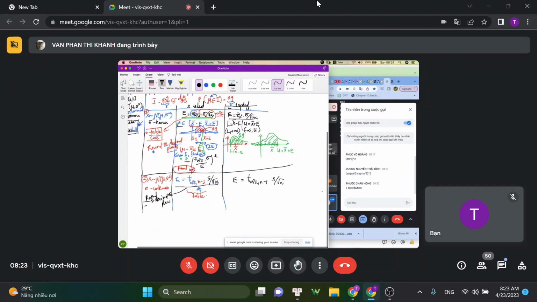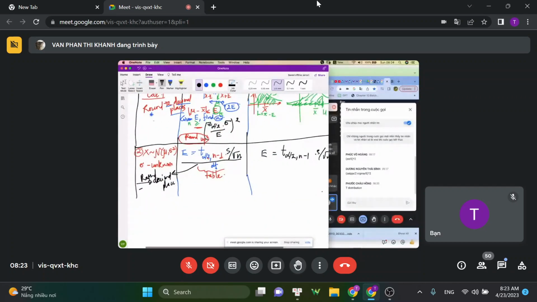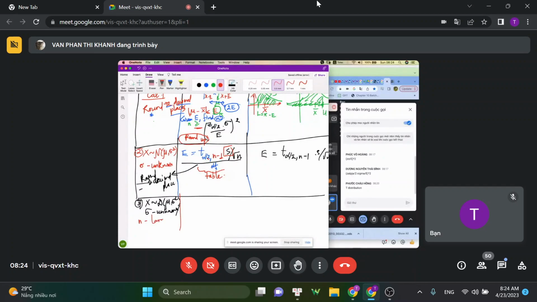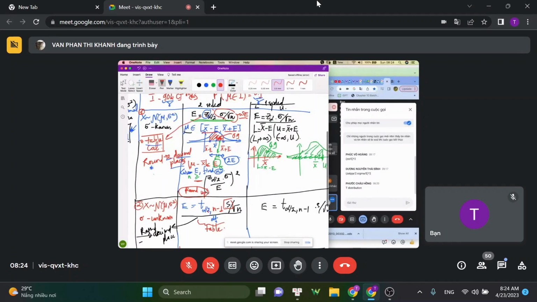The third case that we consider here is the case when x follows an arbitrary distribution, and sigma here is unknown, or maybe it is known, we don't care. If it is unknown, we use s. If it is known, we use sigma. But we have one condition here: n is a large number. So using the central limit theorem, we can approximate using the z, standard normal.